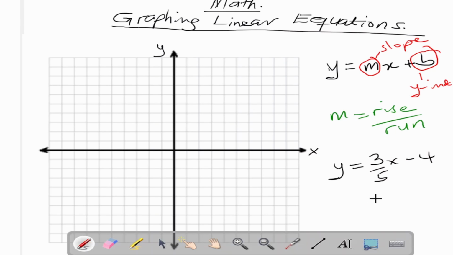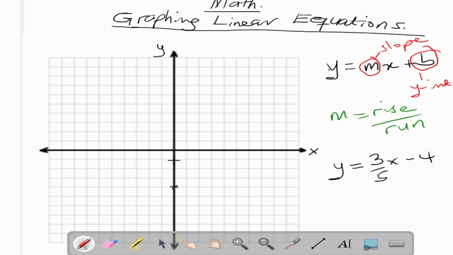So we'll first locate our y-intercept, which is -4 in this case. So we'll locate -4 on the y-axis. 1, 2, 3, 4. So it's right here. Then our rise is 3. So that means we are rising from this point. We are rising 3 times. 1, 2, 3. That'll be right here.